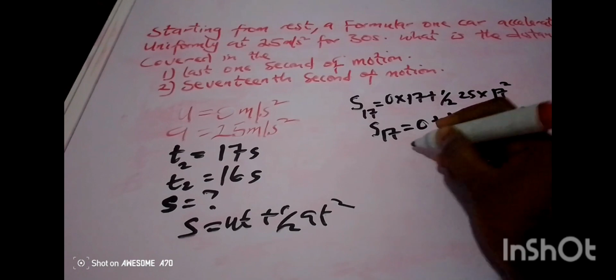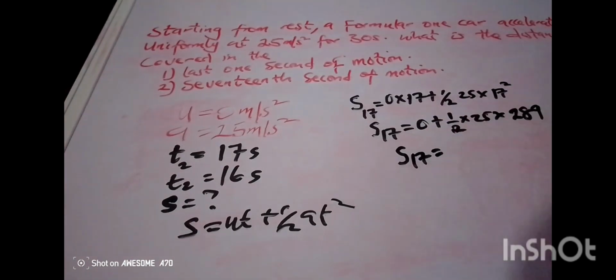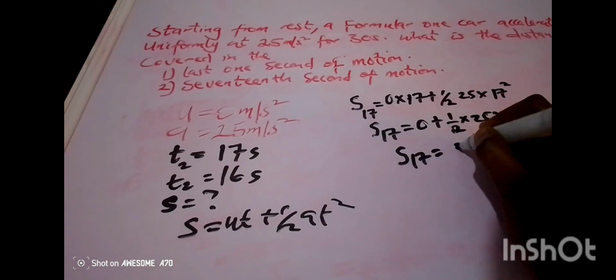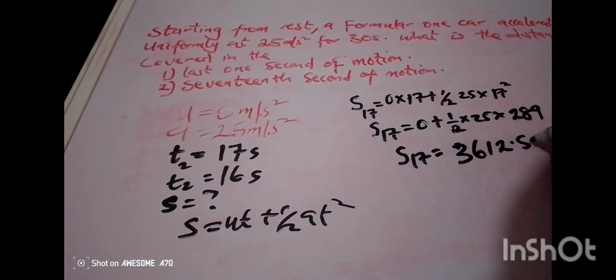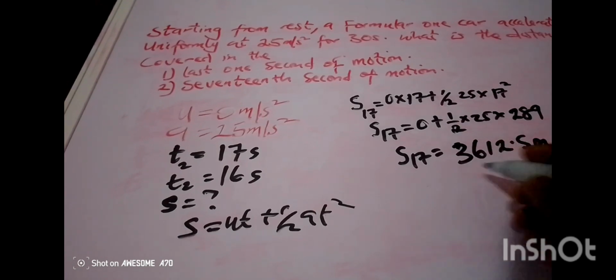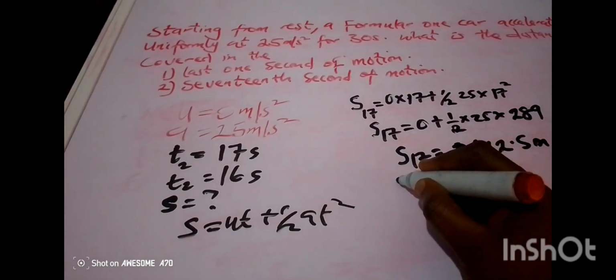Then s for 17 is going to be 289 multiplied by 25, then divide the result by 2. When I divide the result by 2, I'm going to have 3612.5. So that's the distance covered for 17 seconds. Now let's look at the distance covered for 16 seconds.